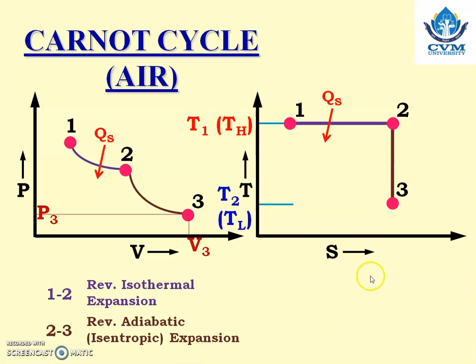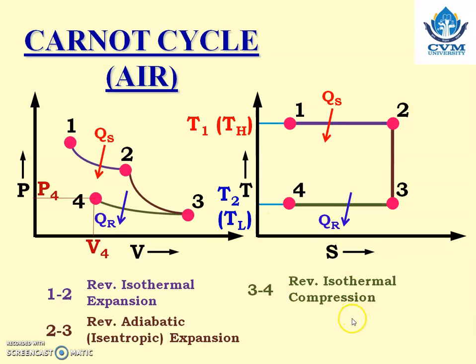The next process is the reversible isothermal compression process. Here the process is isothermal, meaning temperature remains constant and heat is rejected. As the temperature remains constant, it can be denoted by a horizontal line again on the TS diagram. So process 3 to 4 is the reversible isothermal compression. Heat is rejected, and that temperature is constant, equal to T2 or TL.